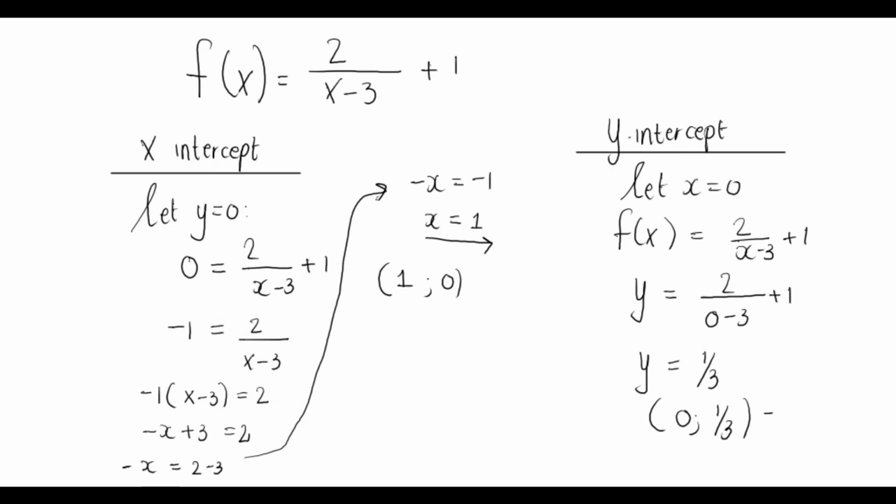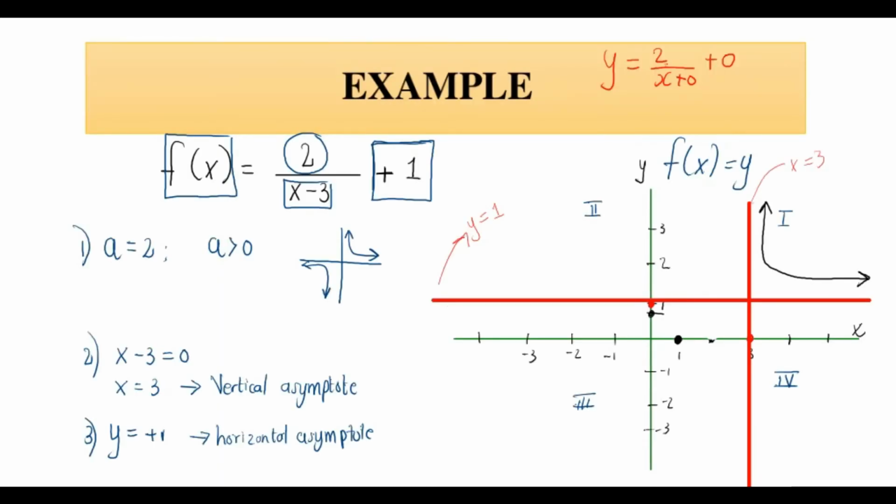And 1 over 3 is approximately equal to, this is equivalent to 0.333 recurring, okay? So if your x is equal to 0, your y is equal to 0.3333 recurring. Okay, so let's just fix that there. So if your x is equal to 0, your y is equal to 0.333 recurring.